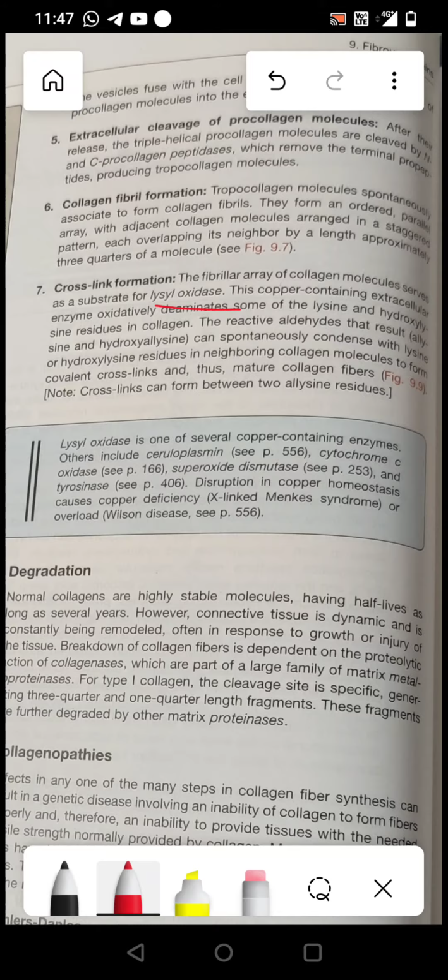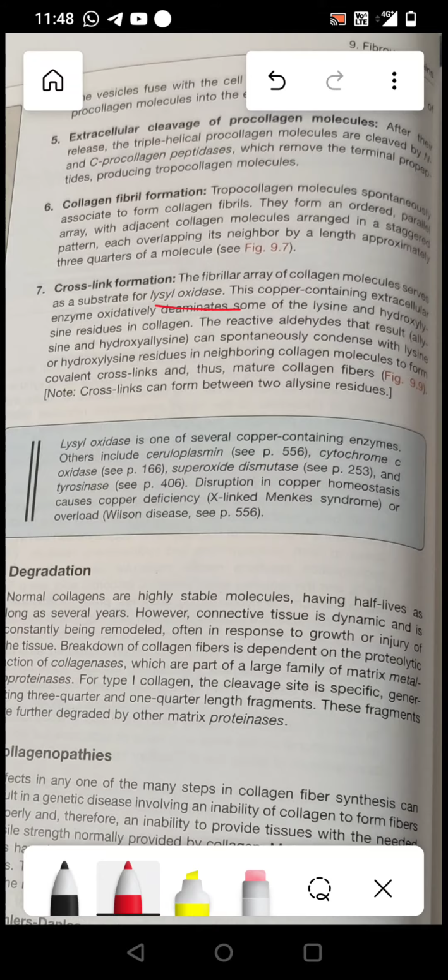The reactive aldehydes that result are known as allysine and hydroxyallysine. So they become no more amines. From amines they become aldehydes. These allysine and hydroxyallysine can spontaneously condense with lysine and hydroxylysine residues in the neighboring collagen molecules to form a covalent cross-link.